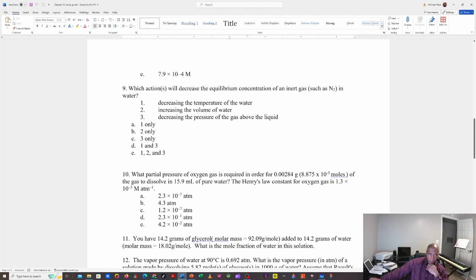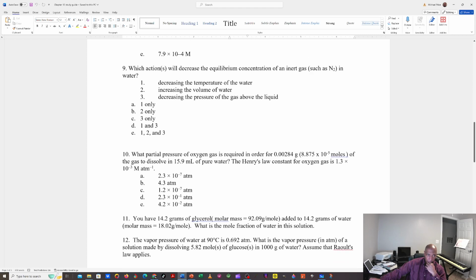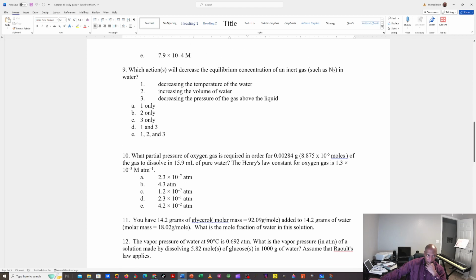Okay. 2, increasing the volume of the water has absolutely no bearing on concentration whatsoever. Number 3, decreasing the pressure of the gas above the liquid. Yes. So that goes back to Henry's law. Remember, Henry's law says the greater the pressure of the gas above the liquid, the greater the concentration of the gas in the liquid. Okay, so the answer to this would be 3 only. So for number 9, it's going to be C.